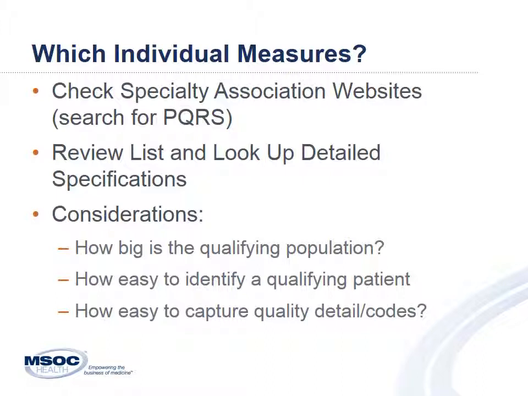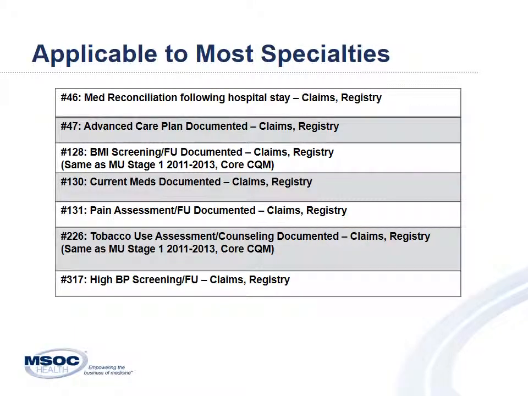Another strategy is to choose measures that apply to all Medicare patients. More data entry, but easier to identify them. Here are some measures that you might start with. These are applicable to most specialties and providers and generally would apply to all Medicare patients that you see in the office setting. Be sure to carefully read the measure specification document for any measure that you're considering reporting.